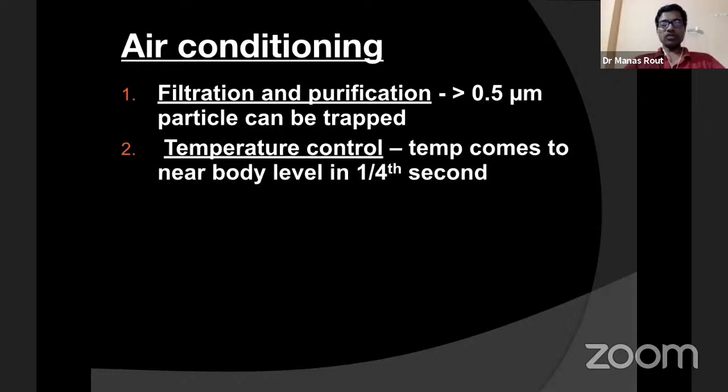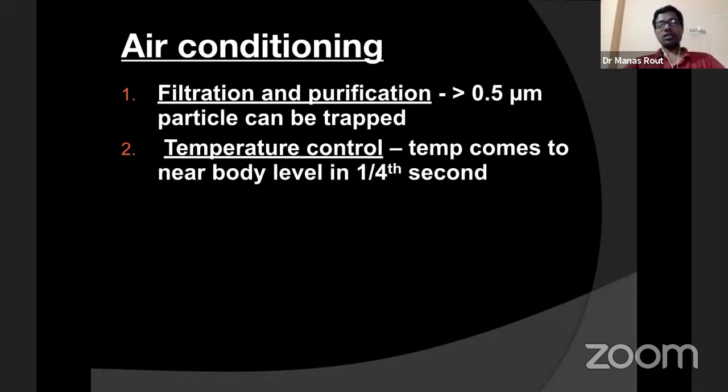Now temperature control, because if the air is cool, then again there is a problem in diffusion. Oxygen from the air cannot enter into the blood circulation. So our body needs to change the temperature of inspired air to body temperature, that is 37 degrees. The temperature comes near body level, around 37 degrees, in 1/4 of a second. That means the air passes from the anterior nares to the posterior nares in around 1/4 of a second.